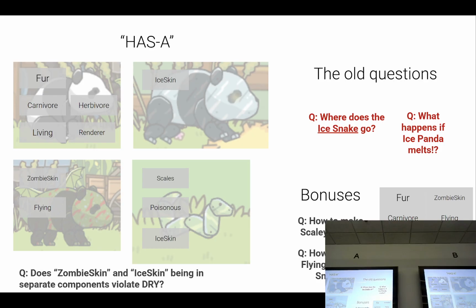A question, though, did you notice something bad about this approach? We have a zombie skin component and an ice skin component. What code do they share, right? The skin stuff. We violated DRY, didn't we? We violated DRY, so we're back to our initial problems with inheritance. But can you think of a way to solve this?